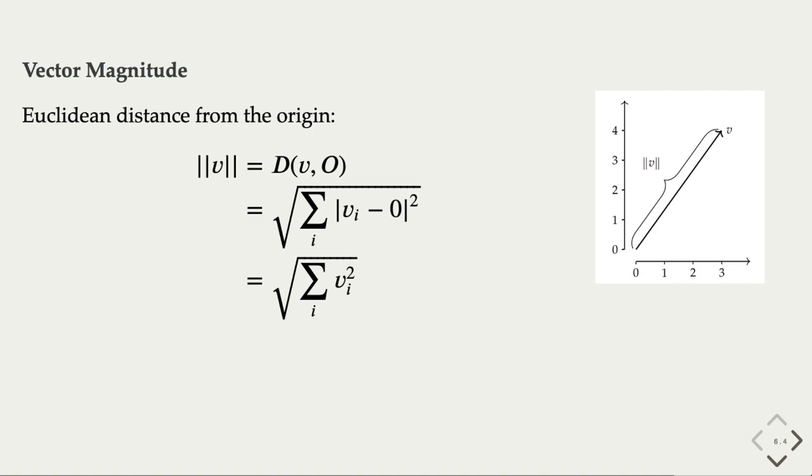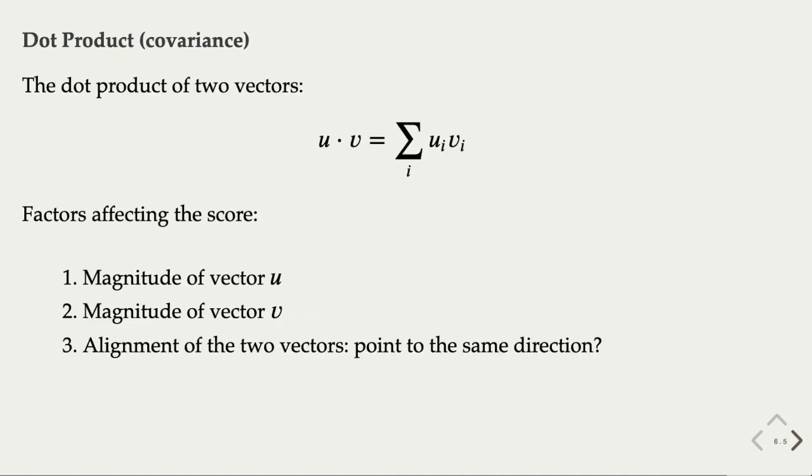So the vector magnitude of v can be computed by taking the square of each value, sum them up, and take the square root. The dot product of 2 vectors is to multiply values of the 2 on each dimension and take the sum. This is the covariance of values in the 2 vectors, and the final score is impacted by 3 factors: the vector magnitudes of u and v, and the alignment of the two vectors, or to what degree they point to the same direction. In particular, you can think of the dot product as the product of the degree pointing to the same direction times the magnitude of u times the magnitude of v.